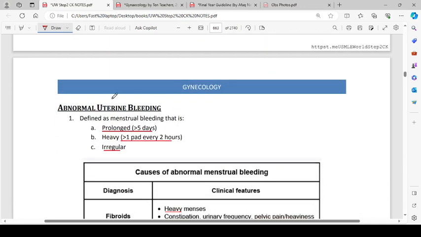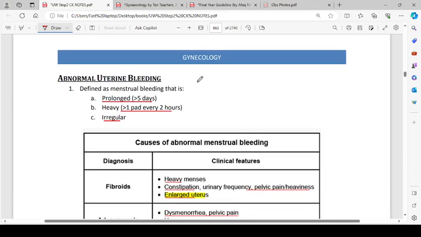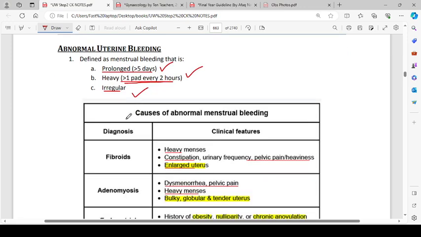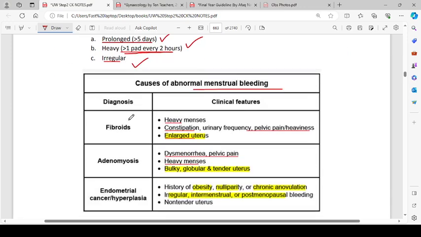So abnormal uterine bleeding, defined as menstrual bleeding that is prolonged more than 5 days, heavy more than 1 pad every 2 hours, and irregular. Causes of abnormal menstrual bleeding are fibroids, adenomyosis, and endometrial cancer hyperplasia.